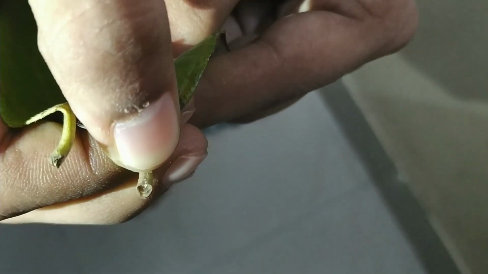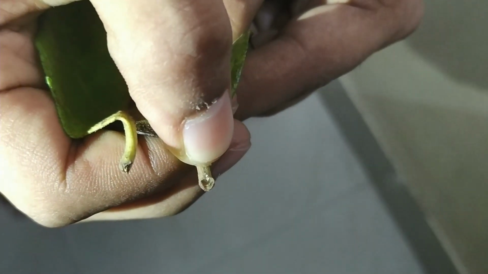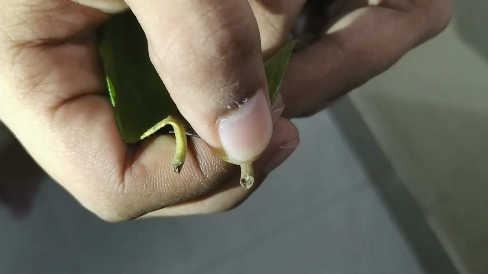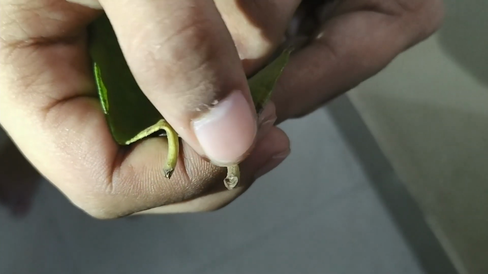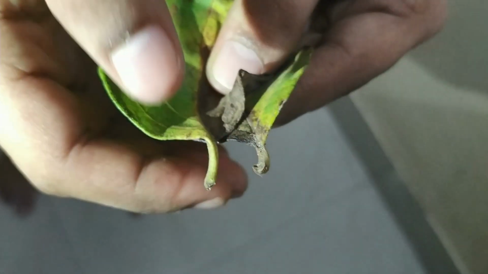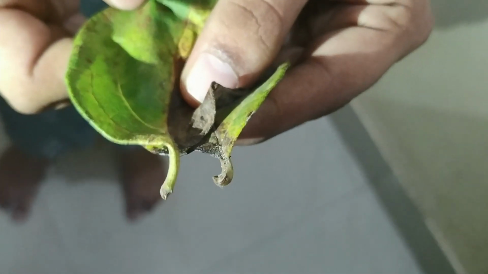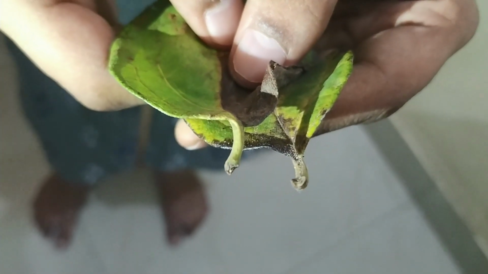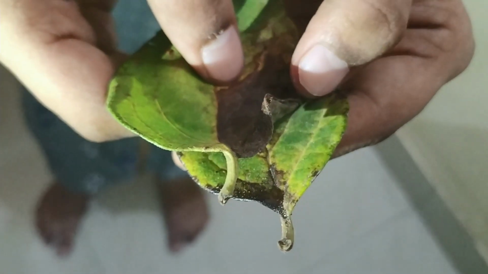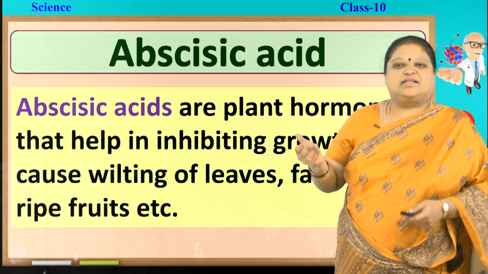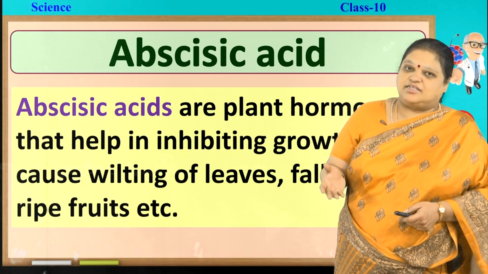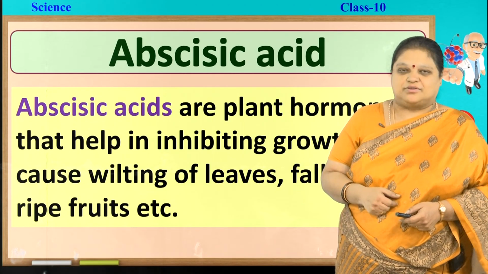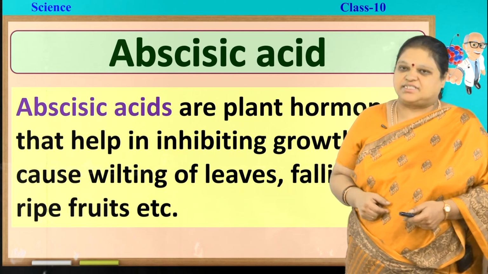So, the drying part is promoted by a hormone called abscisic acid. It will make the cells bulge and it will make the cell dead. So, naturally after the leaves become old, they will dry and they will fall off. So, like this fruits and leaves will fall to the ground. So, that is the action of abscisic acid.